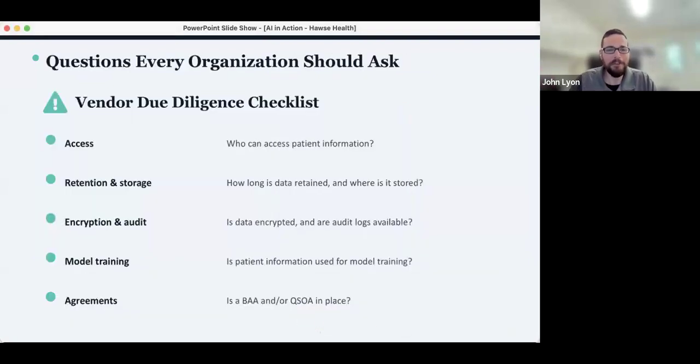Oh yeah, that's the thing that I was looking for. Who can access the patient information? How long is the data retained? Where is it stored? Is it encrypted? Are audit logs available? That's an important one. Is the patient information used for model training? And is a BAA and or QSOA in place?